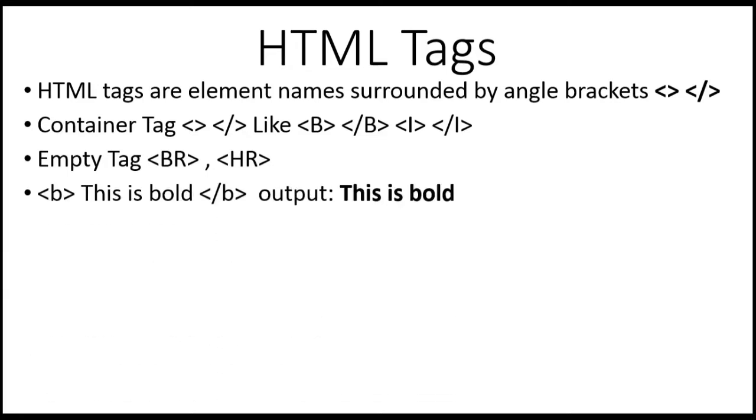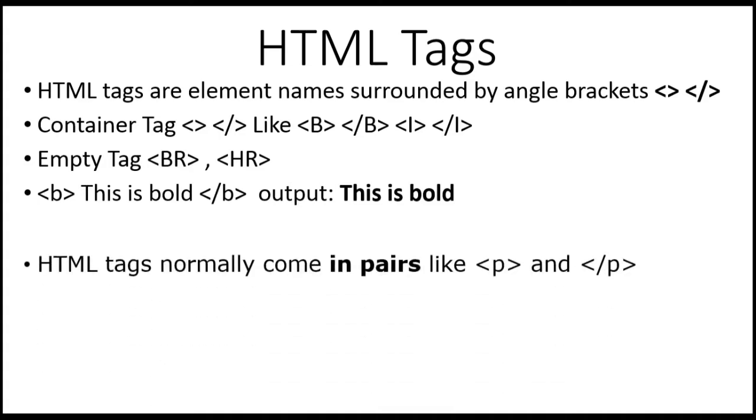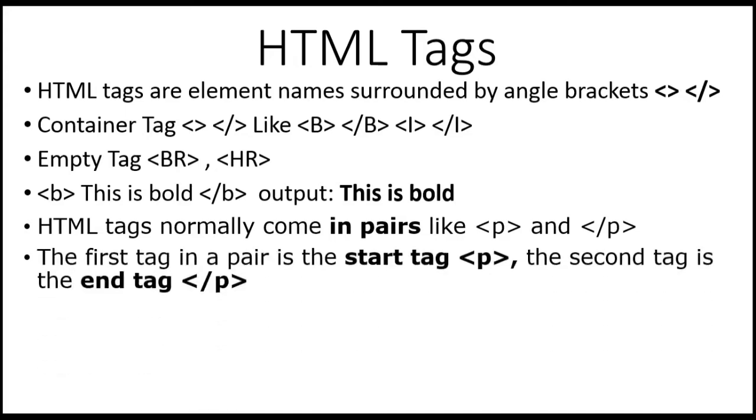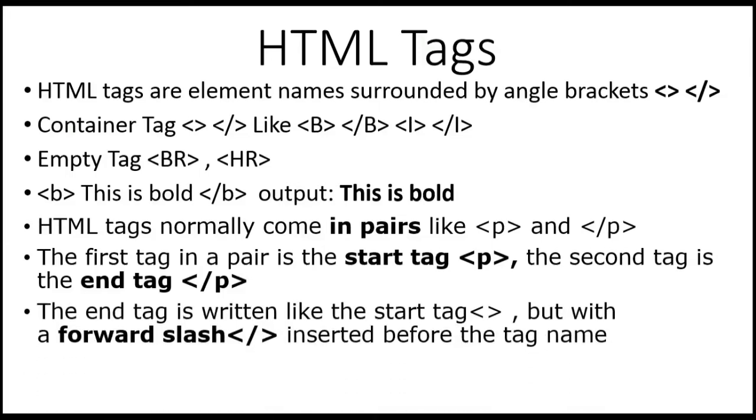So how are we going to use it? Tag name, and then we write the content and then close the tag name. It could be anything, like your bold, your paragraph, your italic, etc. HTML tags normally come in pairs, like p open and then content and p close. The first tag in the pair is known as the start tag and the second tag is the end tag. The end tag is written like the start tag but with a / inserted before the tag name.